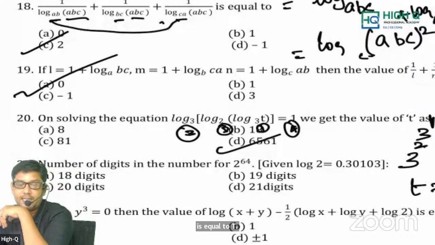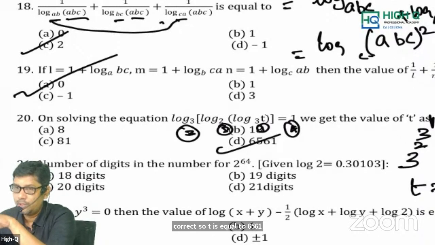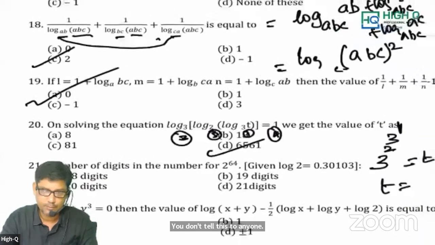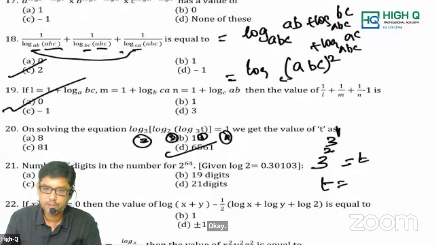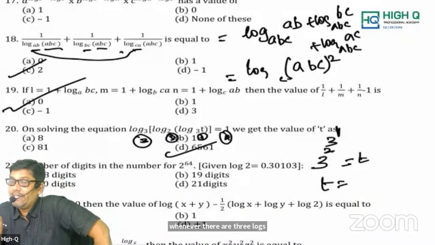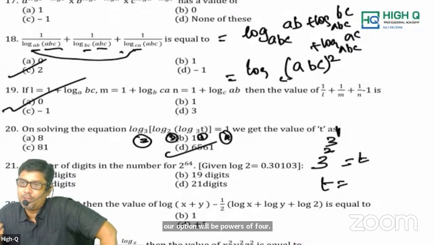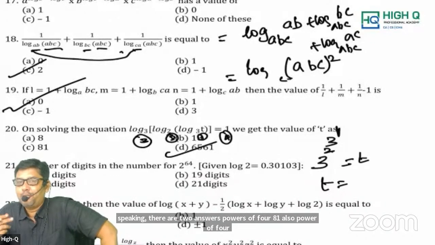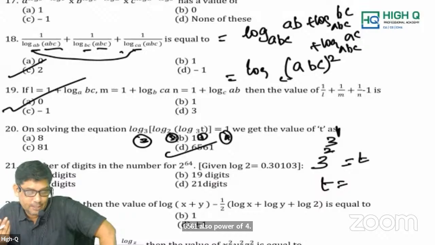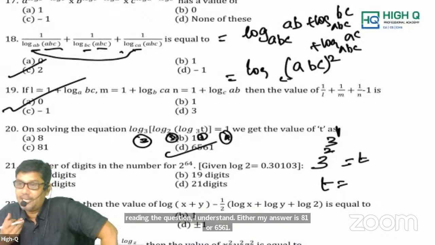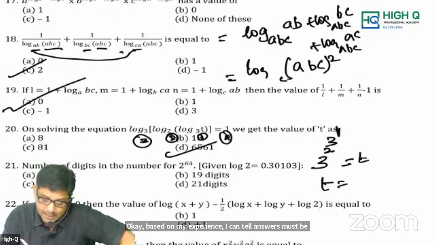Or otherwise, one fantastic trick I told you. You don't tell this to anyone. Okay. Whenever there are 3 logs, our option will be powers of 4. Here, actually speaking, there are 2 answers that are powers of 4. 81 is also a power of 4. 6561 is also a power of 4. So you need to take inky pinky pocky. I know by reading the question, I understand, either my answer is 81 or 6561. Okay, based on my experience, I can tell the answer must be 6561 only, because the right hand side is given as 1.